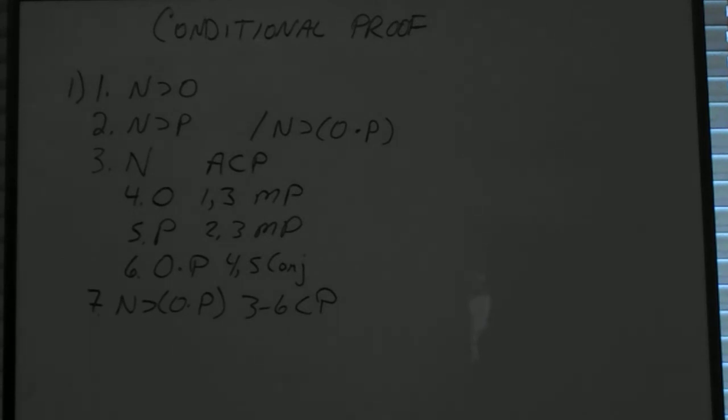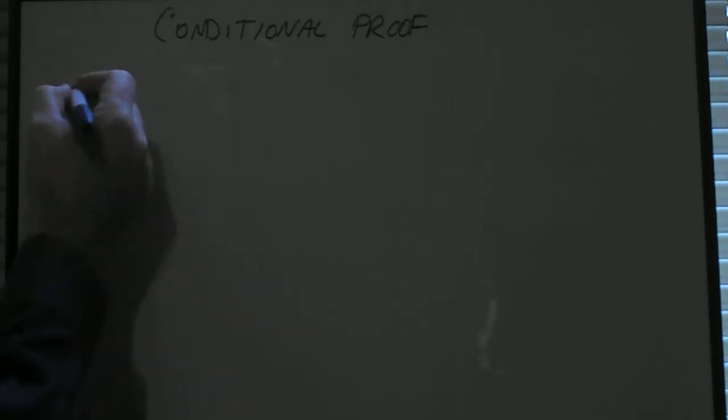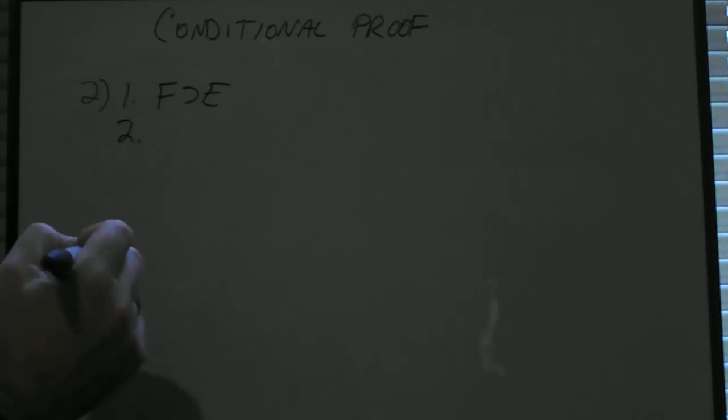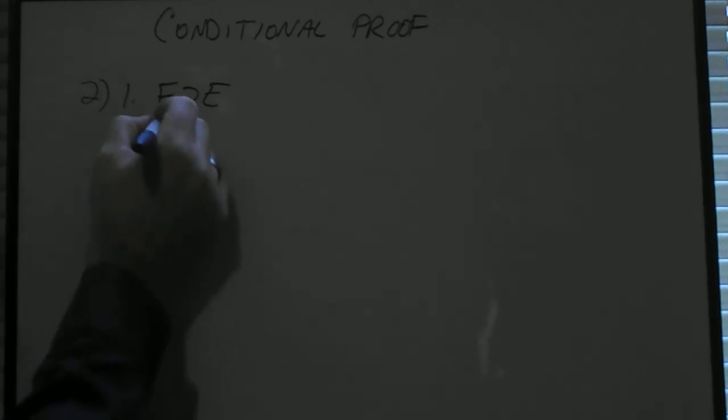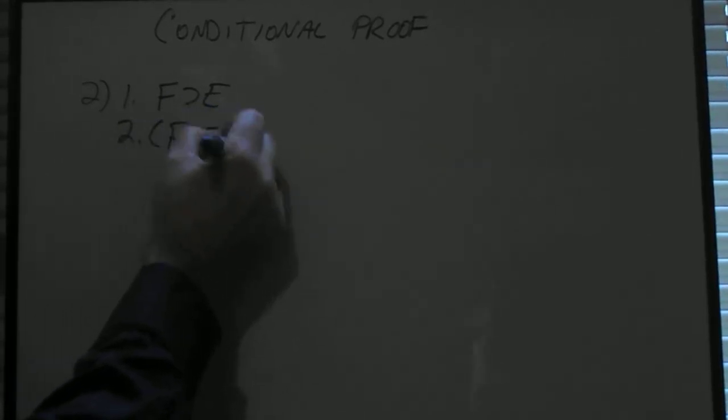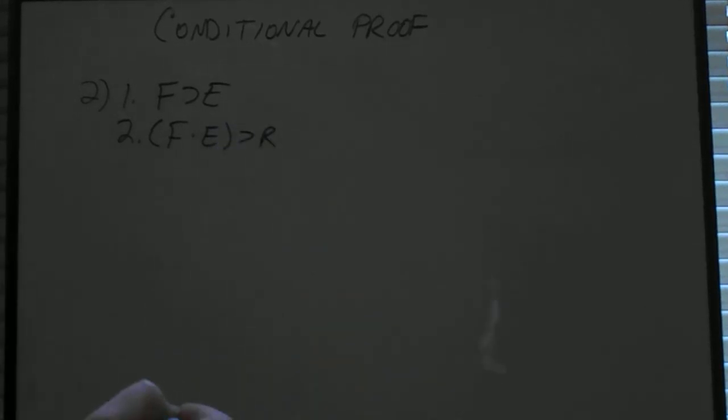I think I'll do one more with you, just as an example here. So we'll take number 2. We have if F then E. If F and E then R. Therefore, if F then R.